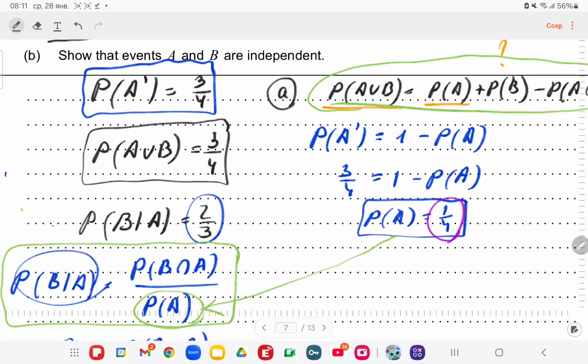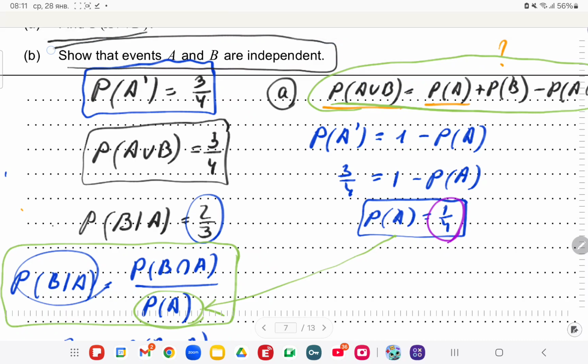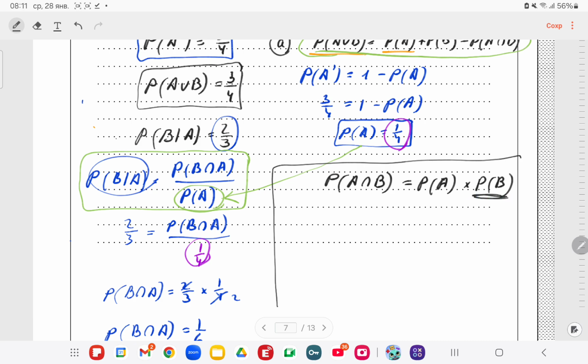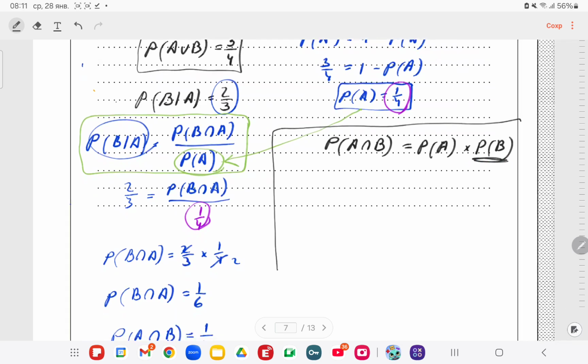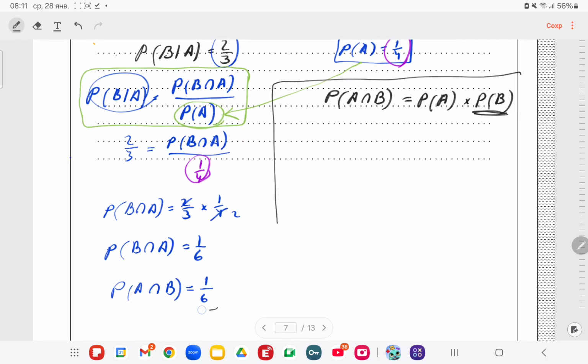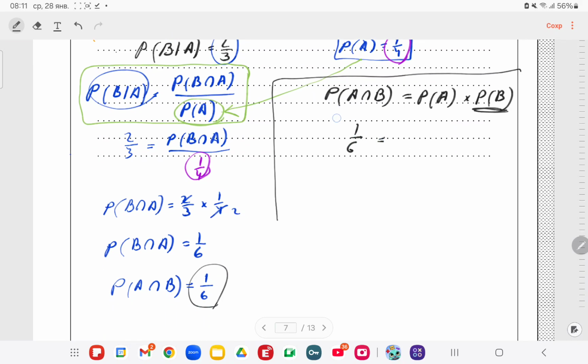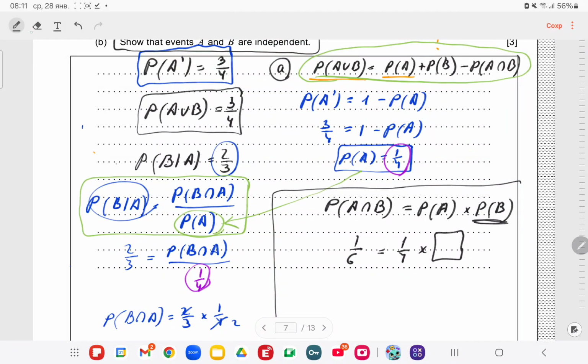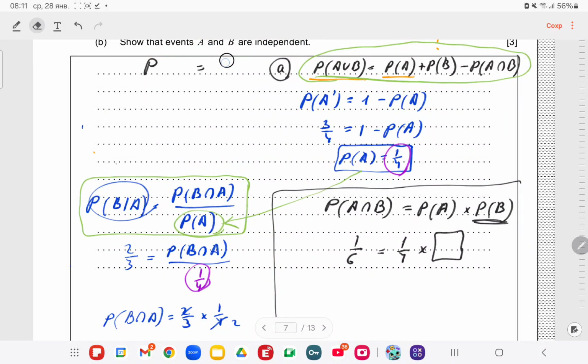It says show that events A and B are independent. In the formula booklet you will find the condition of being independent. Two events are independent if P of A intersection B is equal to P of A times P of B. So here we will need P of B. The intersection is equal to 1/6. So 1/6 is equal to P of A, which is 1/4, times P of B, which we need to find. So P of B is to be found, I will write it somewhere here.